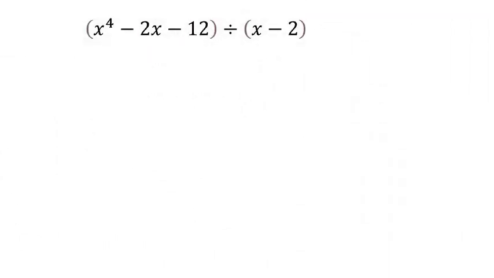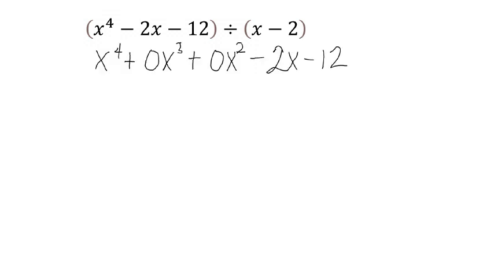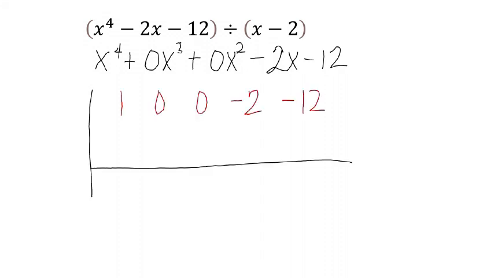So let's take a look at this polynomial: x to the fourth minus 2x minus 12, divided by x minus 2. The first thing I'm going to do is rewrite the dividend with coefficients of 0 in it. So here I have x to the fourth plus 0x to the third, 0x to the second, minus 2x minus 12. Where I didn't have a term, I added a term with a 0 coefficient. Now I'm going to write out those coefficients: 1, 0, 0, -2, and -12. And I'm going to put 2 as my divisor.